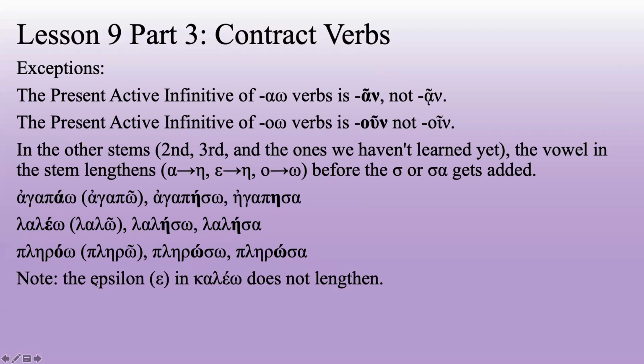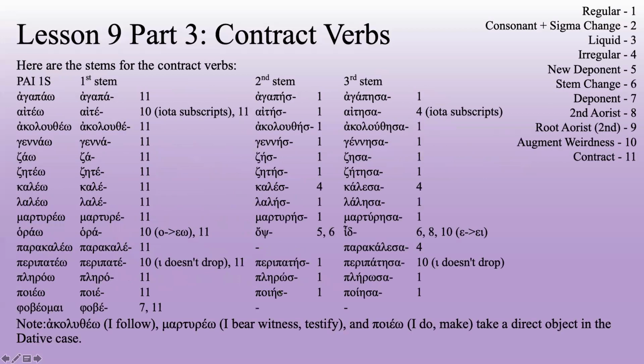Missed the augments on those two. Now note, this is one exception. The epsilon in kaleo does not lengthen, so you would get kaleso and ekalesa.